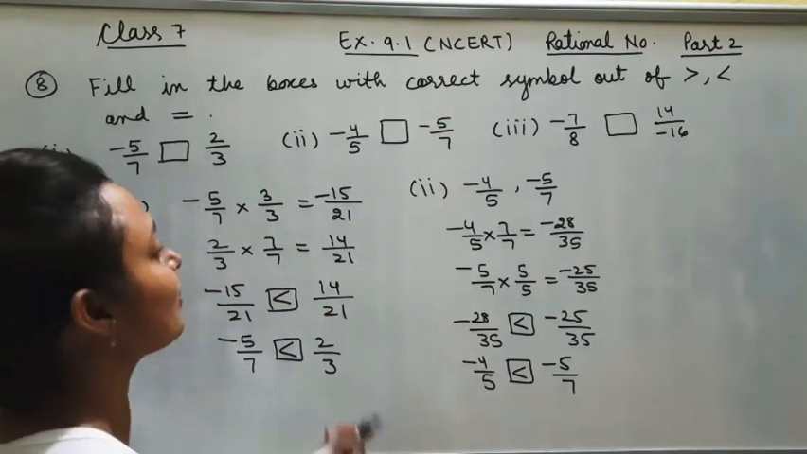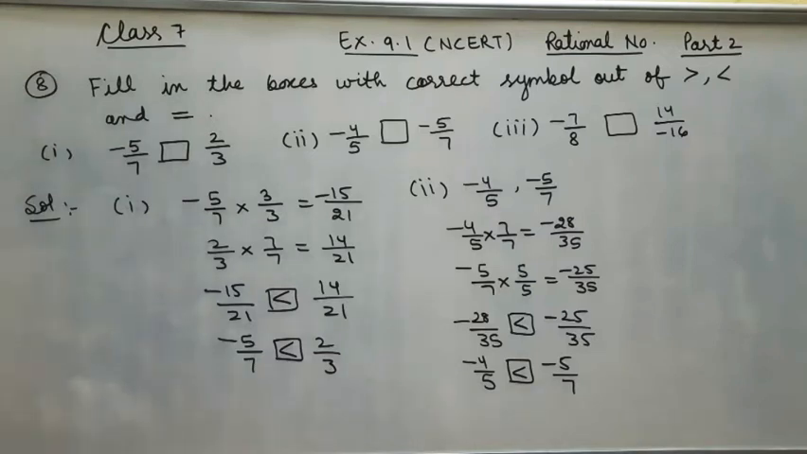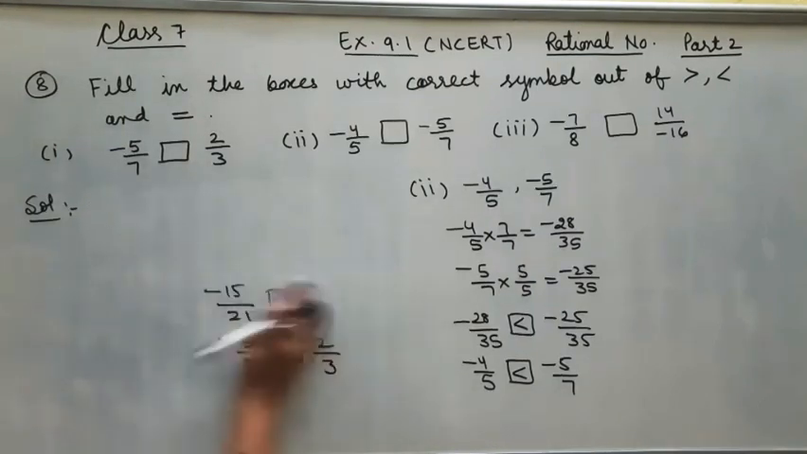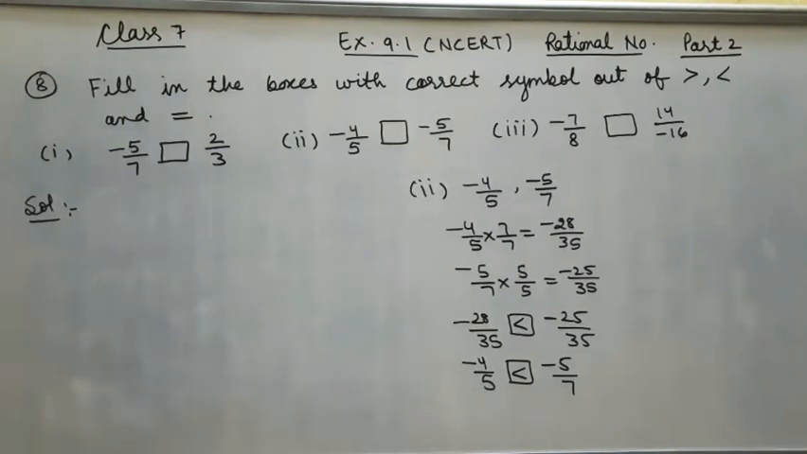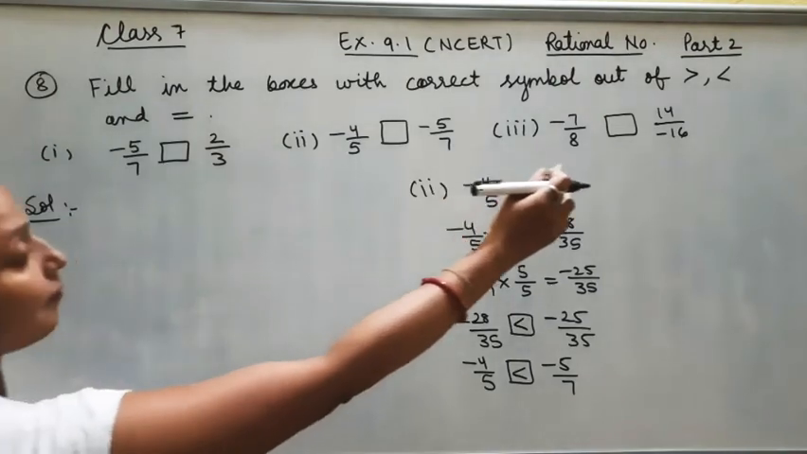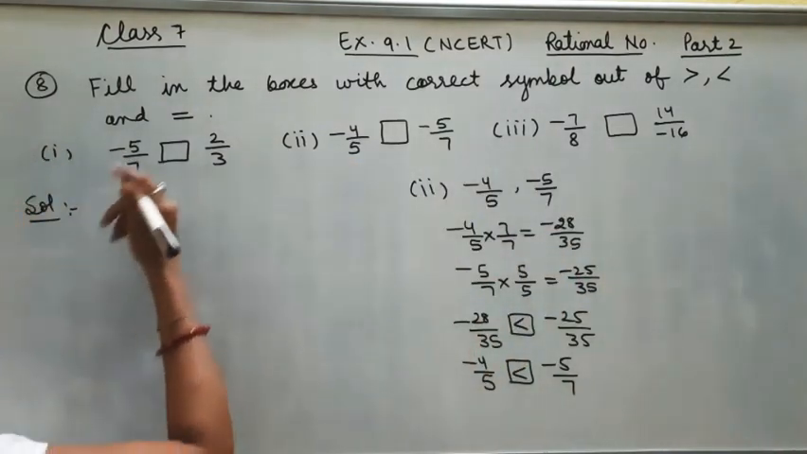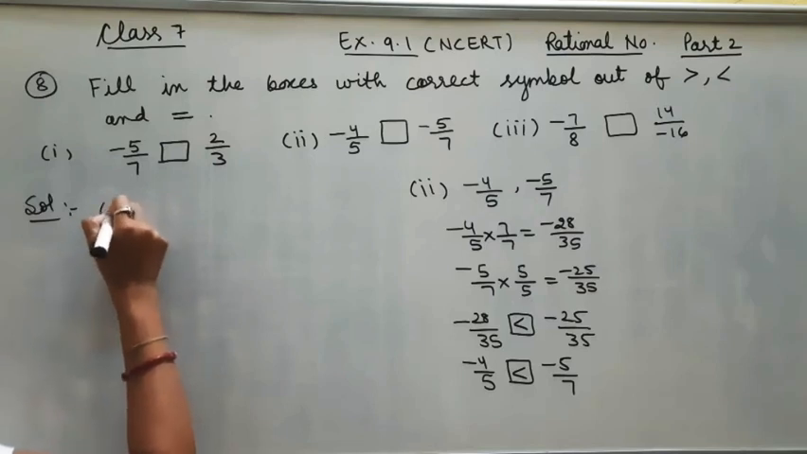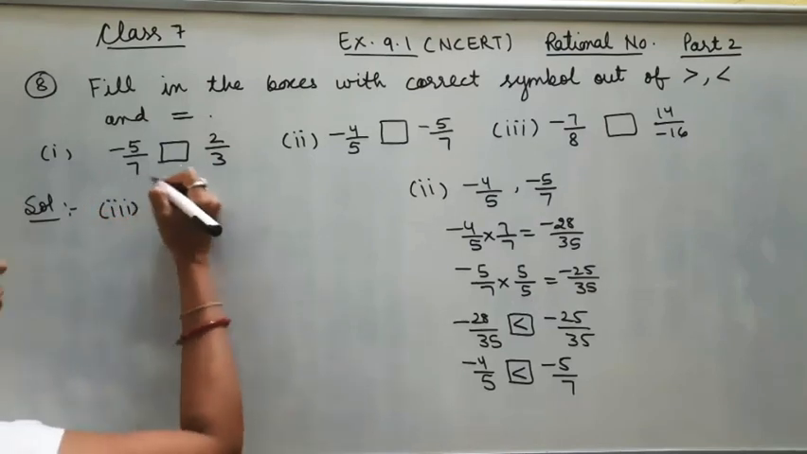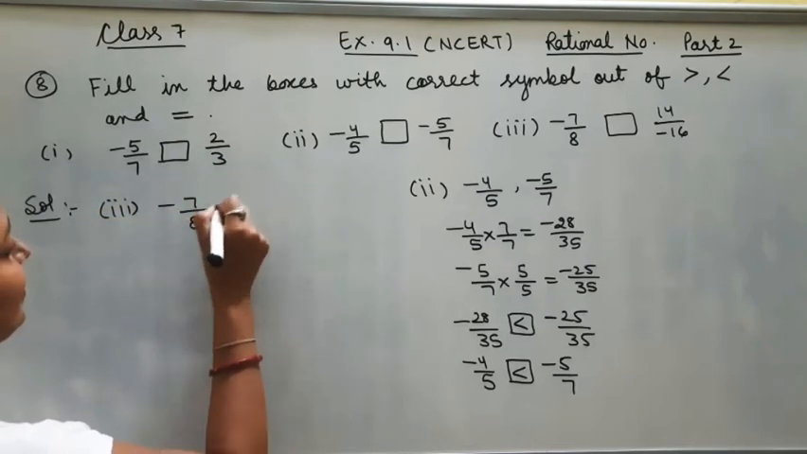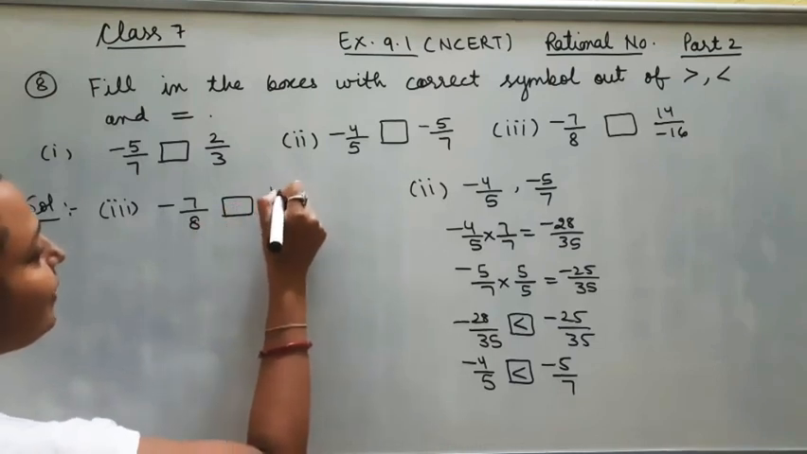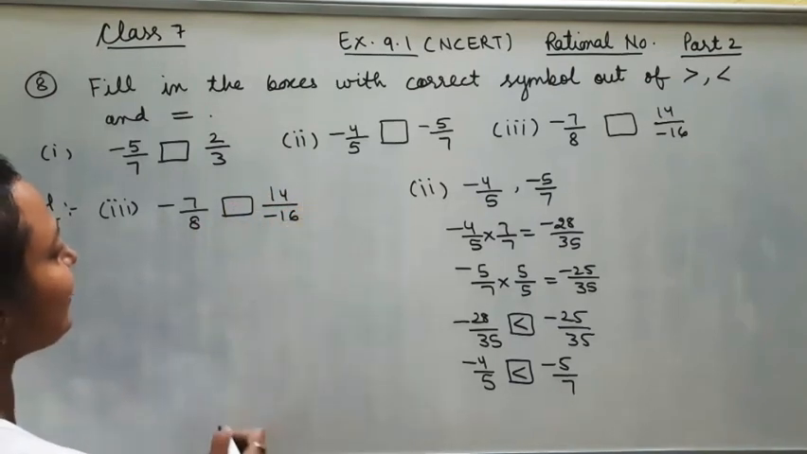Now come to the third part. I will draw from this side. Okay, so I will do the third part. The third part is minus 7 by 8, box, 14 by minus 16.